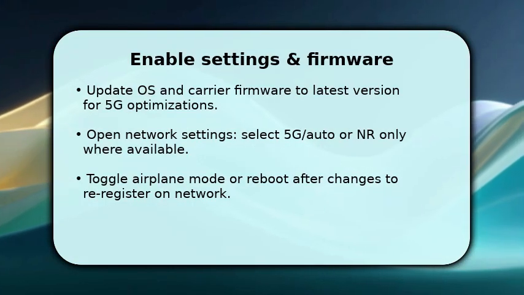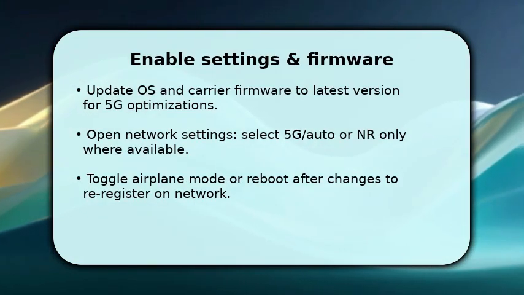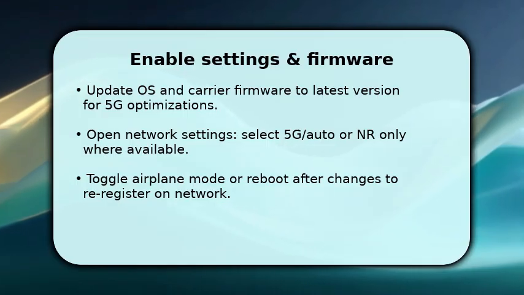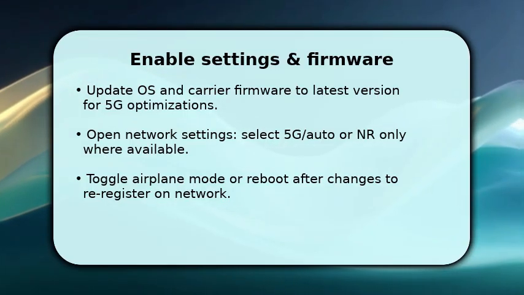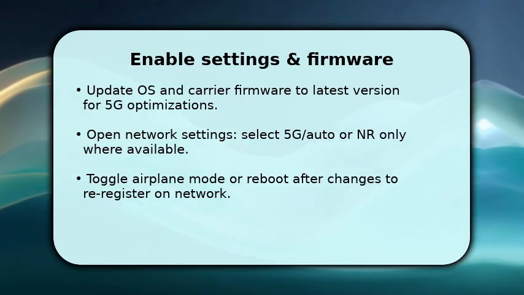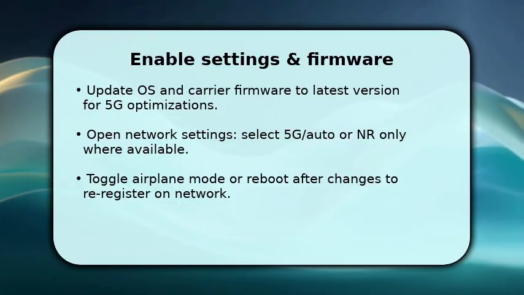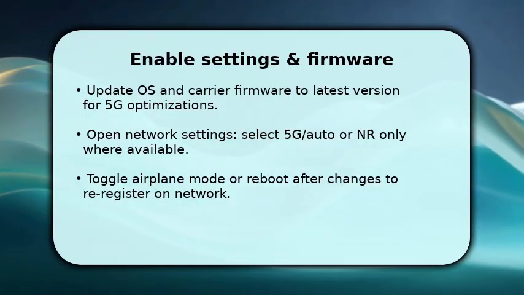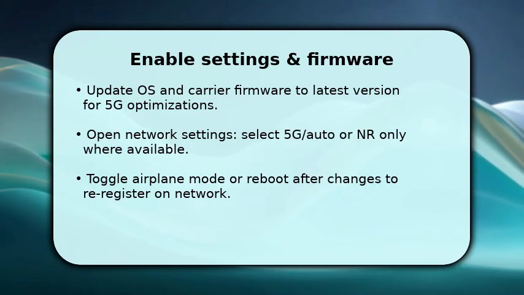Next, update your operating system and any carrier firmware. Vendors push 5G optimizations and updates, and without them performance can be poor. Then open mobile network settings and select 5G or automatic 5G/4G mode. Choose NR only if you have stable coverage.